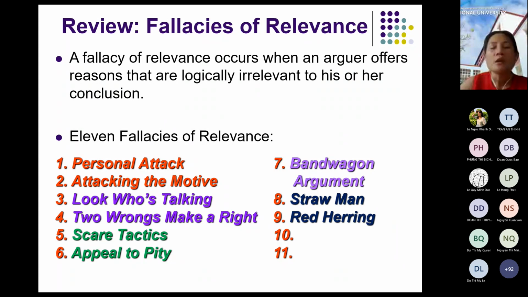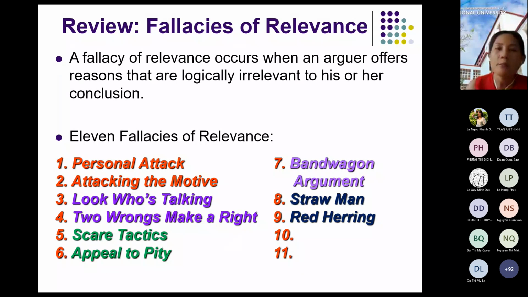Number 8 is similar to but different from number 9, which is about red herring. For the red herring, we also change the topic, but the new topic that we raise is totally irrelevant to the original topic. So number 8 and number 9 both change the topic, but number 8 changes it only a little bit. The new topic is still relevant to the old topic, the original topic.